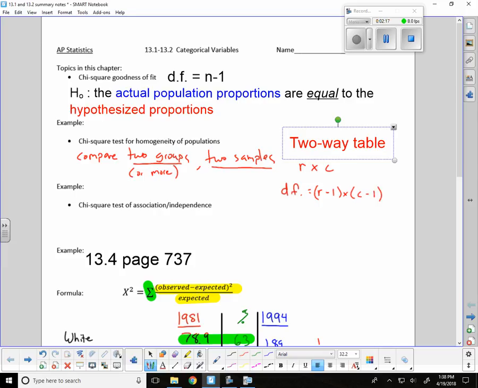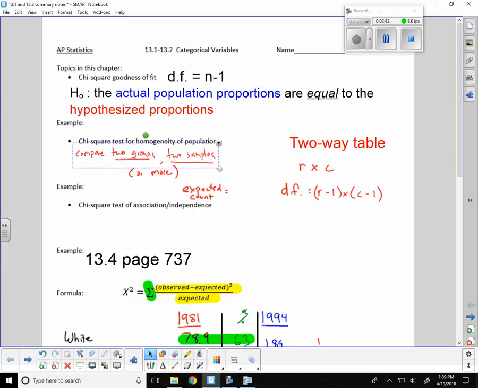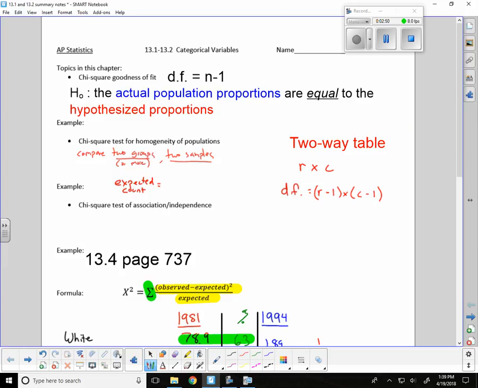Another part of this is that when we want to calculate expected values, there's something that we use along with rows and columns. Do you remember what that was? All right. The expected count has something to do with the rows and the columns. Do we remember what that is? Fantastic. Good job, Kiara.